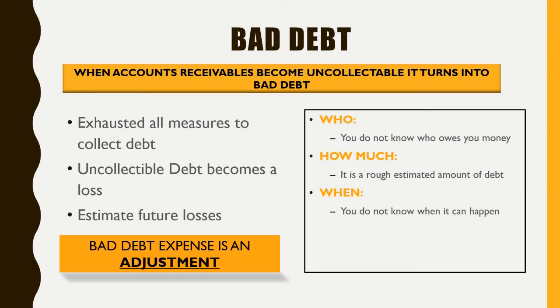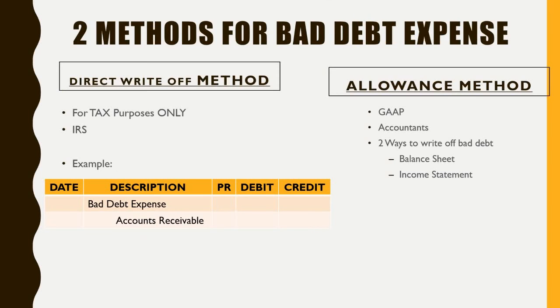Again, you don't know who's going to owe you. You don't know who still owes you money or who's going to default on their payments. You don't know how much they're going to default on, and you're not going to know when they will default. So at the end of a given period, you're going to make an assumption and an estimated amount to write off that loss. Again, this is where it makes sense when we're dealing with the allowance for doubtful accounts.